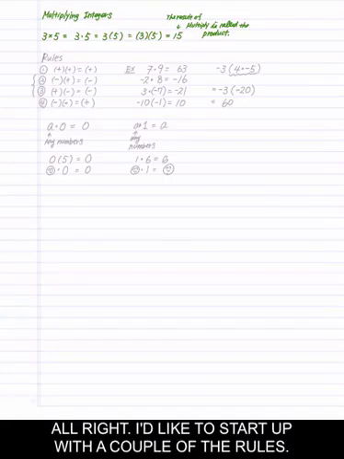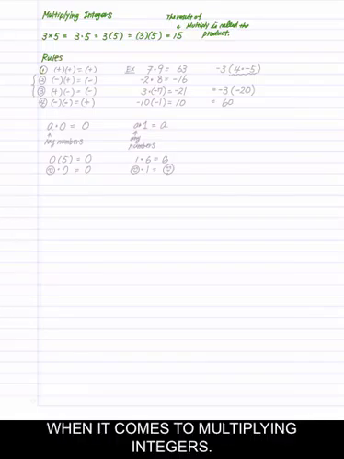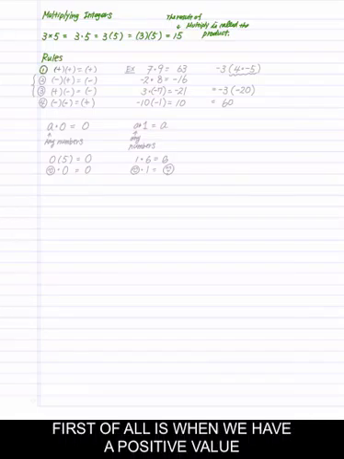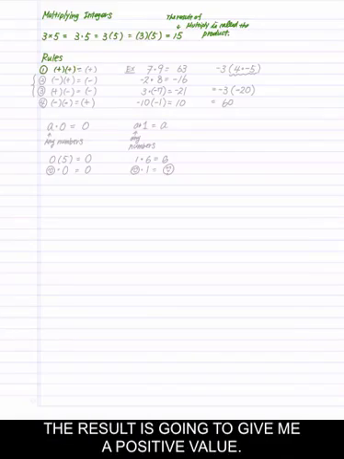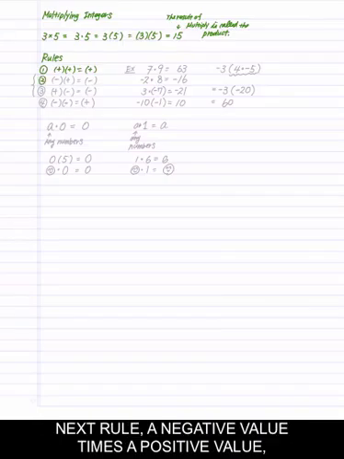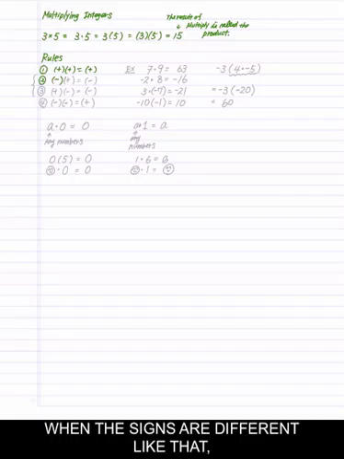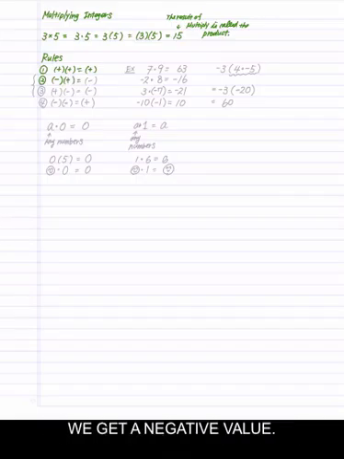All right, I'd like to start out with a couple of the rules. There are 4 very basic rules when it comes to multiplying integers. First rule: when we have a positive value times another positive value, the result is going to give me a positive value. Next rule: a negative value times a positive value, when the signs are different like that, we get a negative value.